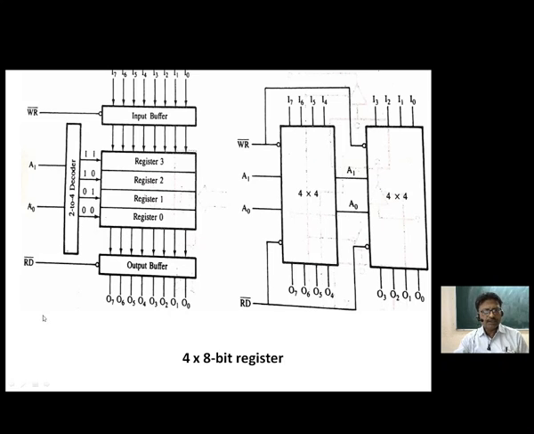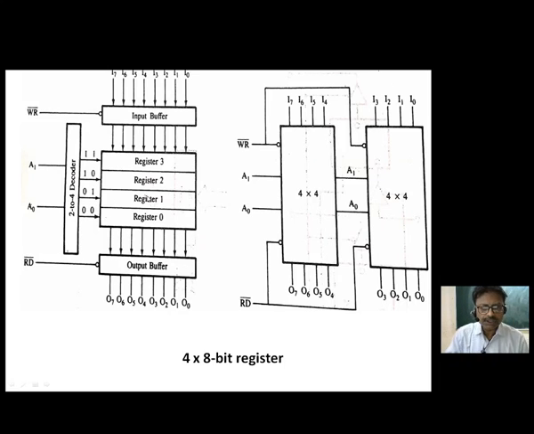So whenever the address is written, first we write A1, A0. The input buffer of this register is controlled by the write signal, and the output buffer is controlled by the read signal. We have 8 input lines, so that we can put 8 binary digits in any one of these registers. So in this way this is going to work.